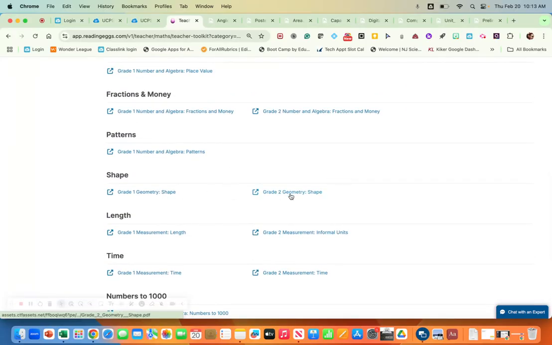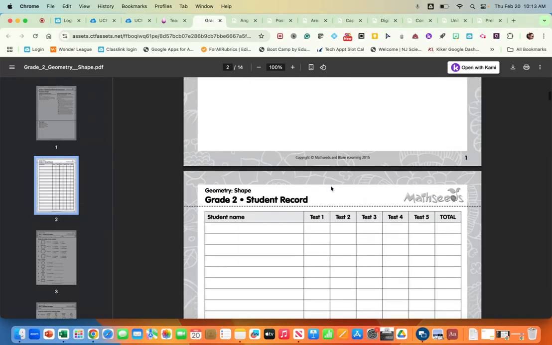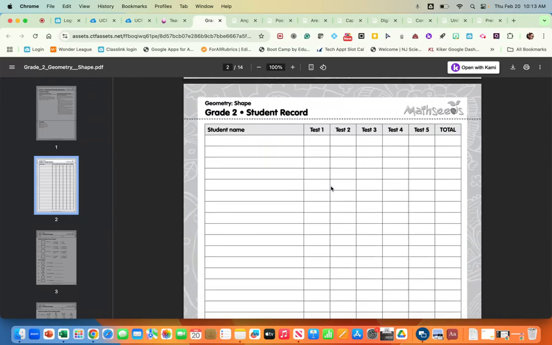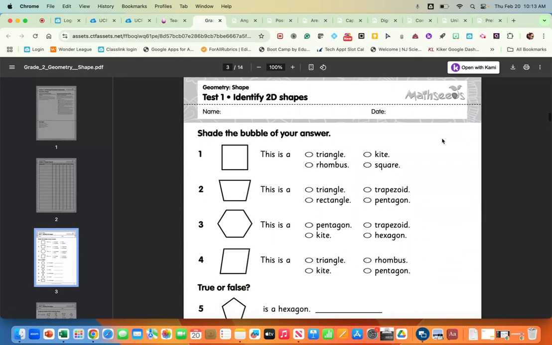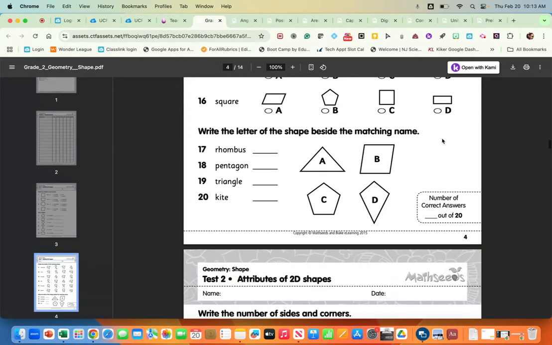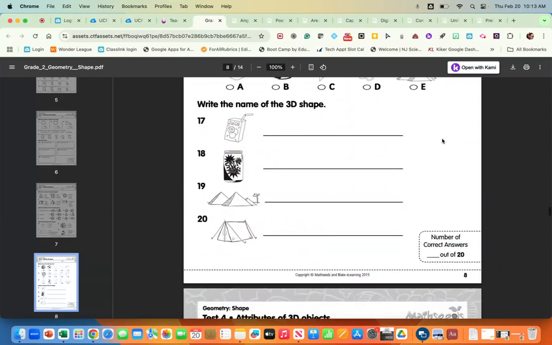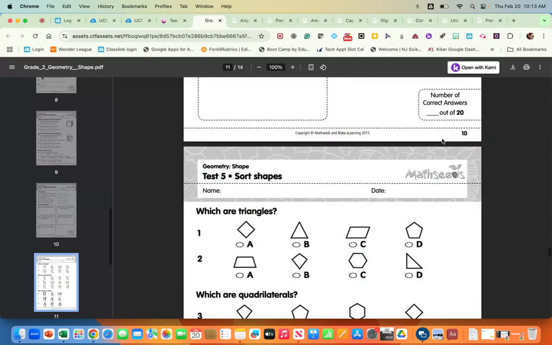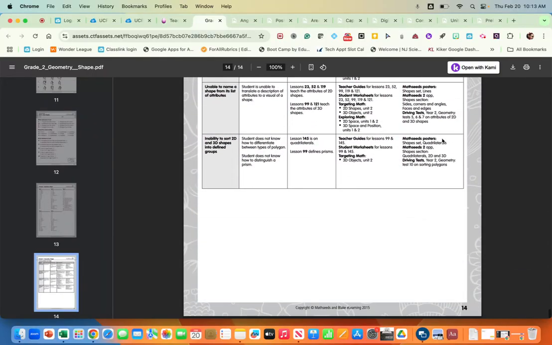Grade 2, geometry and shapes. Again, this is standard assessments. They do use Common Core, pretty much very closely related to the New Jersey Student Learning Standards. So you'll see students keep a record of the test, and then they get their totals. So here's test 1. So you can print all these out, either do them with the students, work with them before they take the tests, however it is that you'd like to utilize this. But these are all resources that are available to you for students that are struggling in specific areas within MathSeeds.